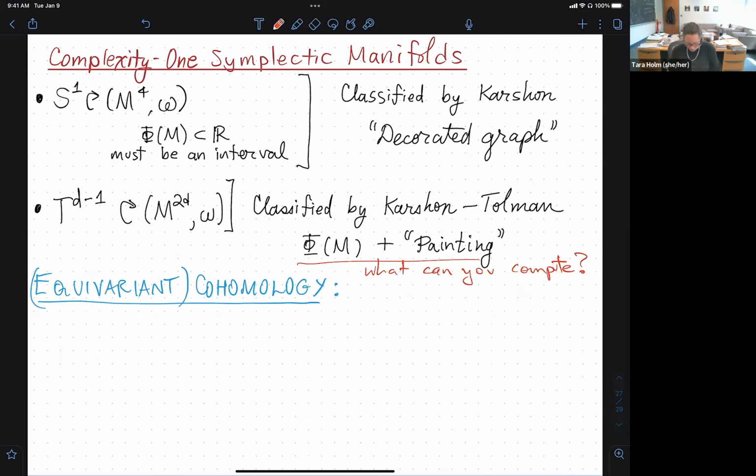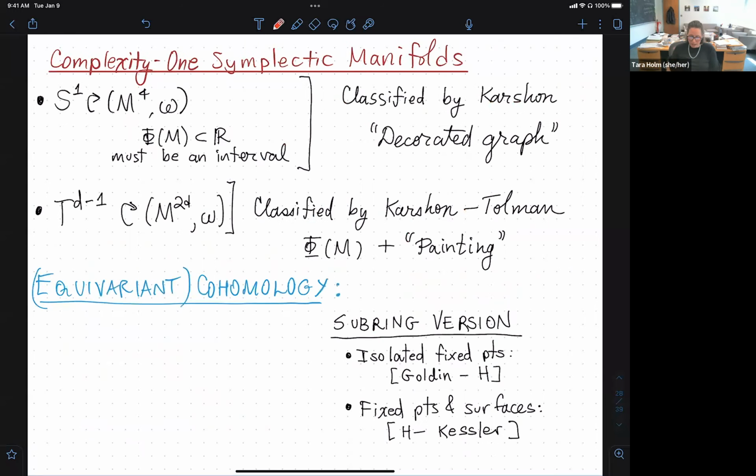Okay, so what can you compute from equivariant cohomology? Again, I'm going to have two sides. There's a subring question and there's a generators and relations question. The subring version is some old work I did with Rebecca Goldin. For both of these cases, the fixed sets are collections of isolated fixed points and fixed subsurfaces.